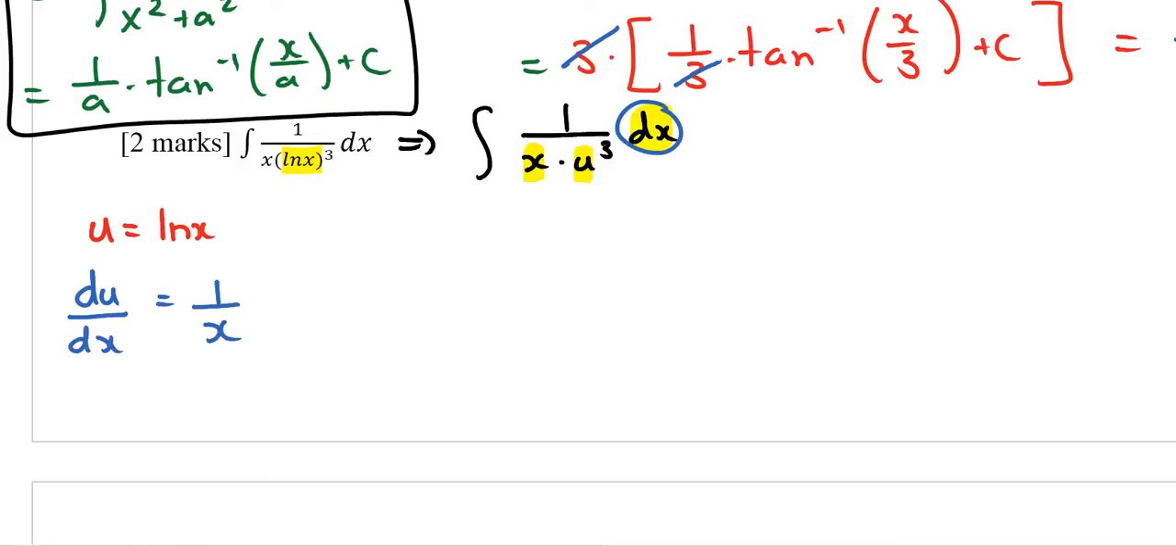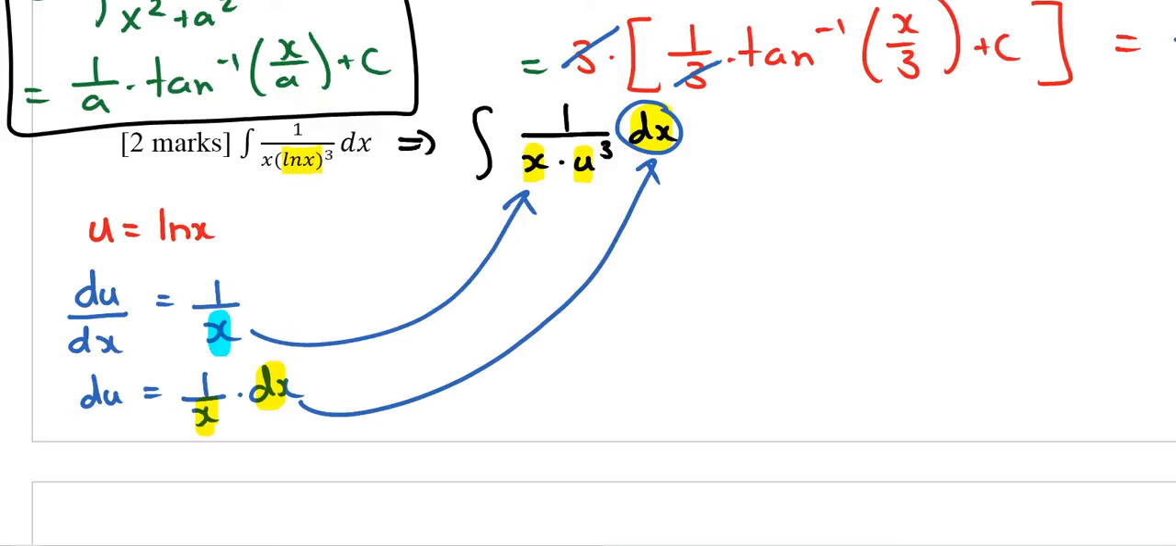The good news is this x over here is that x over there, so I can simply move this around. So this will be du equals 1 over x times dx. Alright, so you'll notice that this x and this dx, you can find that all back in the original integral expression there. Alright, so let's go ahead and simplify this.